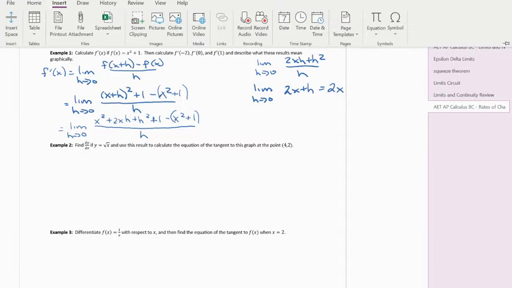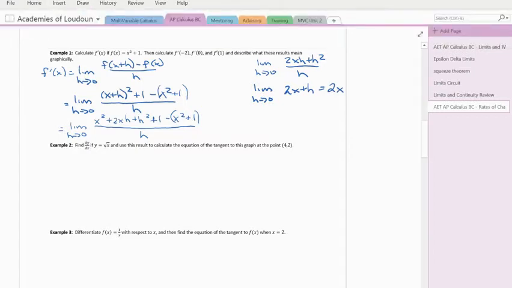So now we want to go ahead and calculate f prime of negative 2, which we see is negative 4. F prime of 0 is 0, and f prime of 1 is 2. What this means graphically is that the slope of the tangent line at x equals negative 2 is negative 4. The slope of the tangent line at x equals 0 is 0. And the slope of the tangent line at 1 is 2.